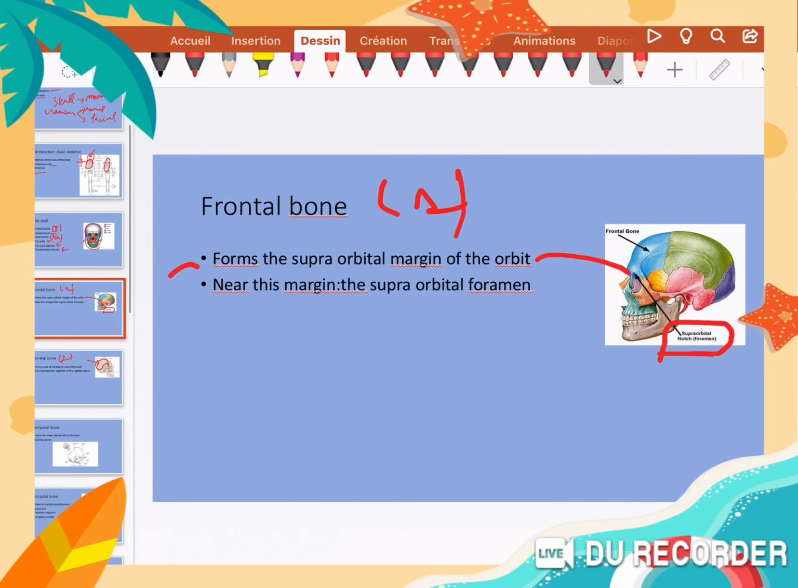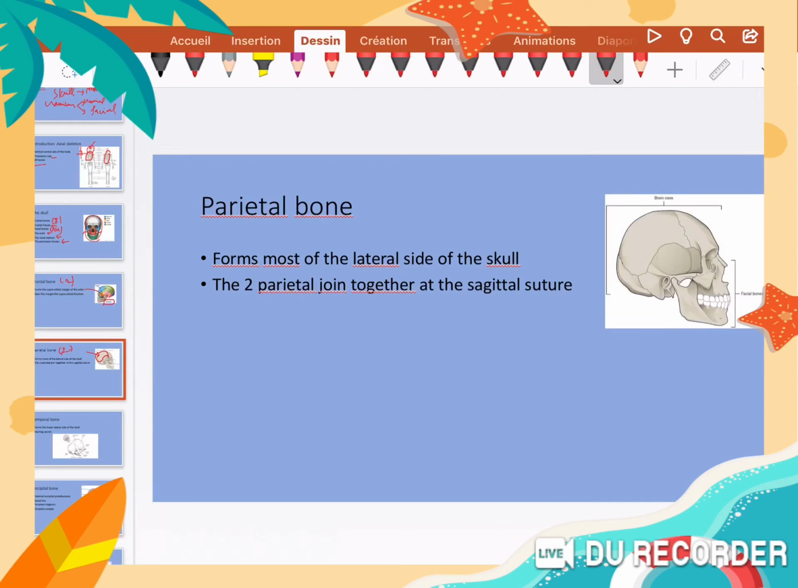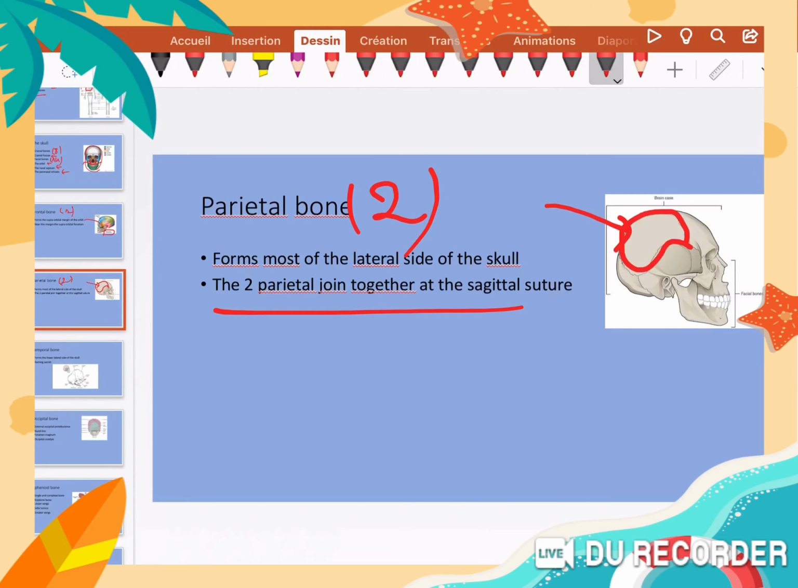Now let's move to the parietal bone. We have two parietal bones. The parietal bone forms most of the upper lateral side of the skull. Okay, this is the parietal bone, which forms most of the lateral side of the skull, the upper portion. The two parietal bones join together at the sagittal suture. This is the sagittal suture, where the two parietal bones join together.